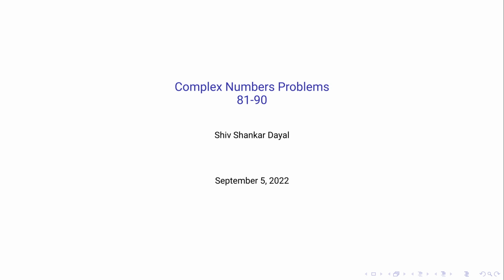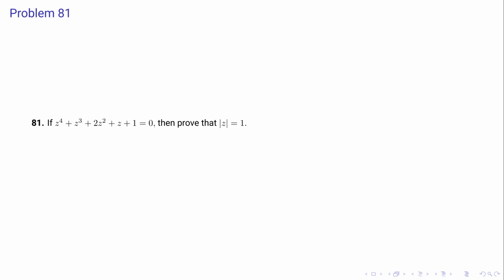In this video, we will solve the ninth set of complex number problems, that is problem number 81 to 90. As I always say, you should pause the video when I state the problem and try to solve the problem yourself. If you cannot solve the problem yourself, only then look at the solution. So without further ado, let's get started.